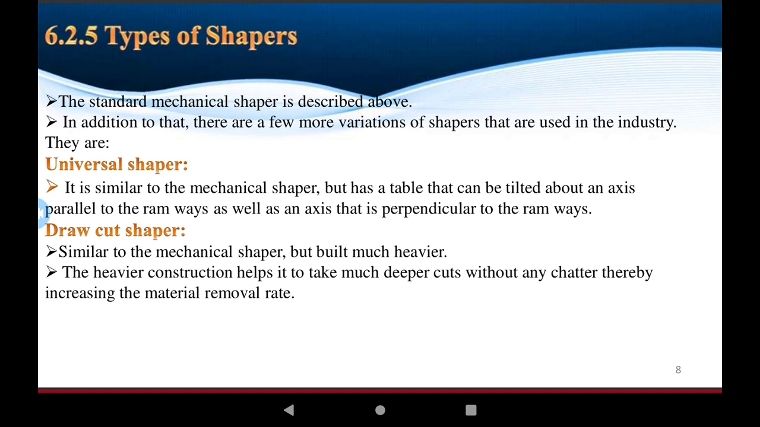The heavier construction helps to take much more powerful cuts without any chatter, increasing the material removal rate. The material removal rate is increased and the productivity is also increased.